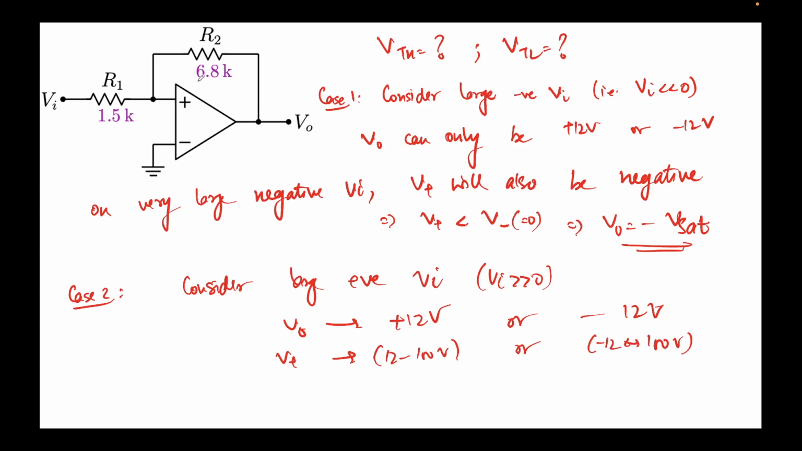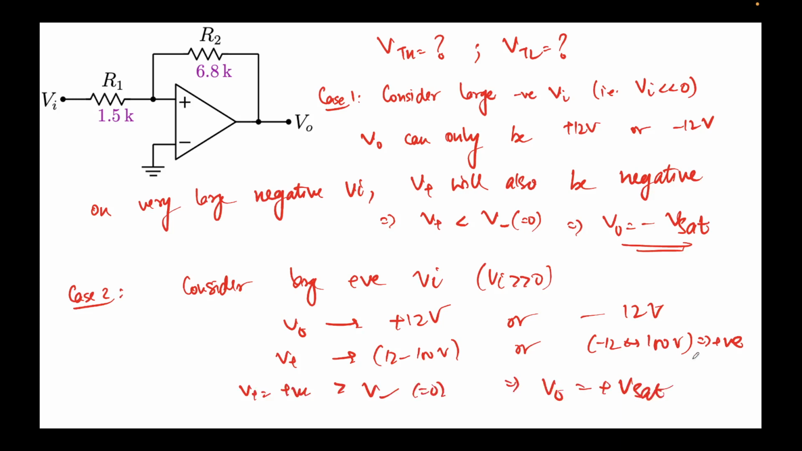And if you apply the potential divider over here, this is a positive value, and this will also come out to a positive value. If this is minus 12 and this is 100, then you do the potential divider calculation, R2 over R1 plus R2, and you will see this will also turn out to be a positive number. So from this we can see that V plus will be positive, which is greater than V minus, which is 0. This implies V naught will be plus V sat.